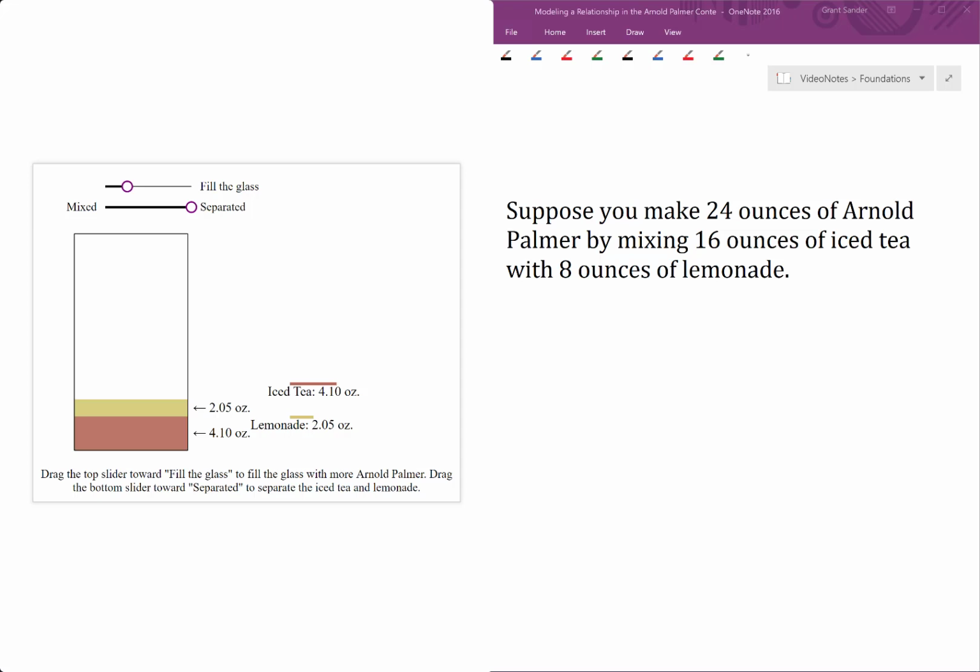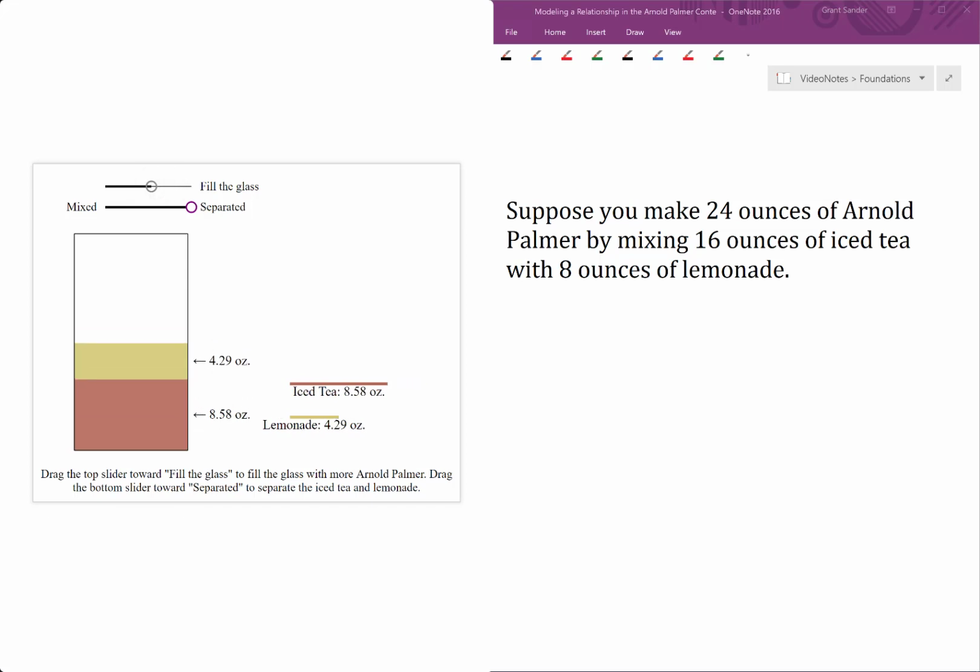In this video, we're going to look at some different representations of a proportional relationship. So suppose you make 24 ounces of Arnold Palmer by mixing 16 ounces of iced tea with 8 ounces of lemonade. So over here on the left, I have a little visual diagram of this.